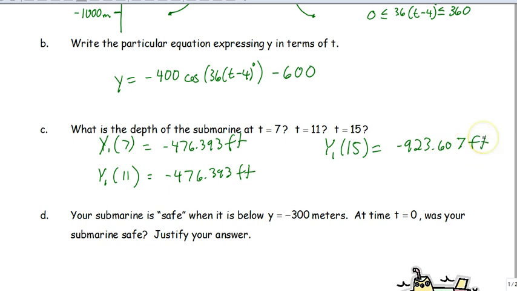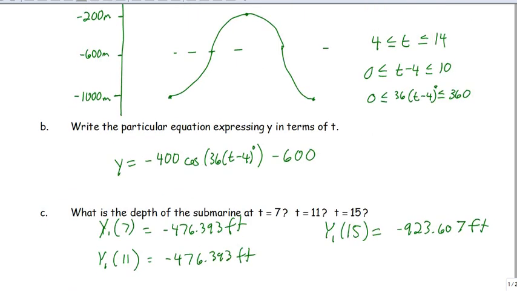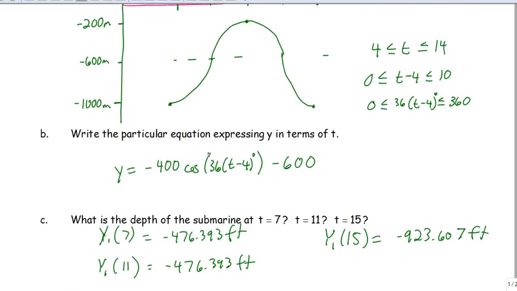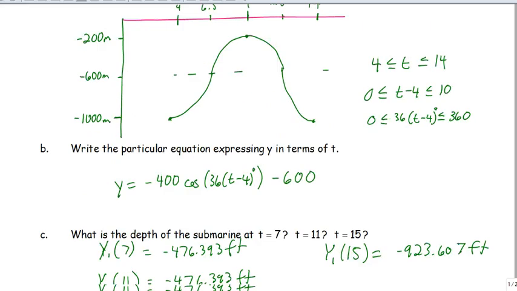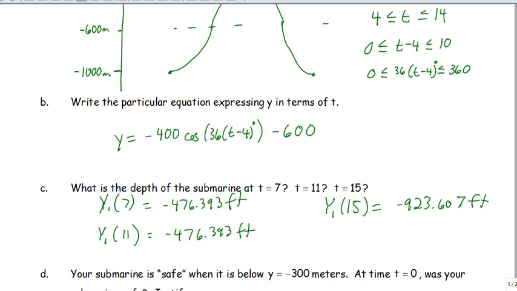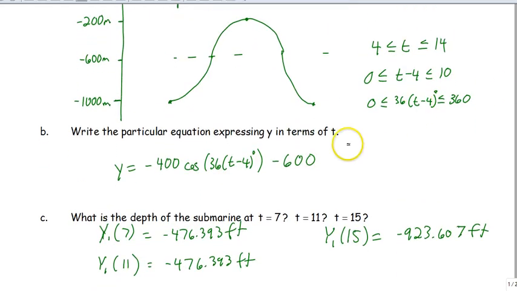Remember, if you're not getting answers that make sense in your problem, obviously these answers have to be between negative 200 and negative 1,000. If they're not, something's wrong. You're in the wrong mode, or you did something wrong up here. Take the time to figure out what it is. If you're running out of time, then just do the problem with the equation that you got, okay?